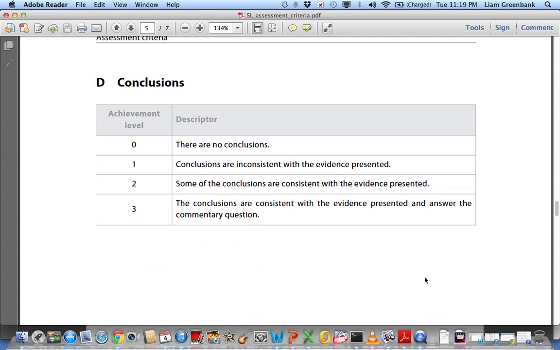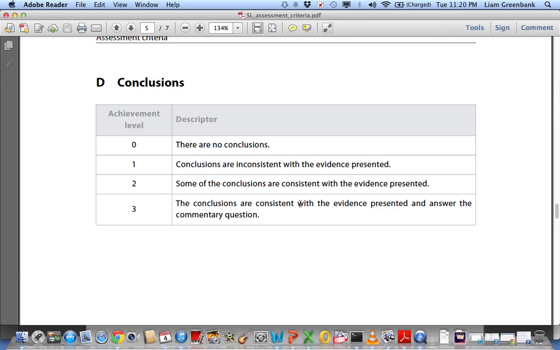Okay, and then the conclusions, very easy to get 3 out of 3 here. The conclusions are consistent with the evidence presented and answer the commentary question. So all you need to make sure you do is to build an argument for and against, okay, or to build an argument to constantly try and answer the question in the IA. And then when you conclude, just make sure your conclusion is based on all of the information in your analysis. Okay, so there is no new information being brought into the conclusion.